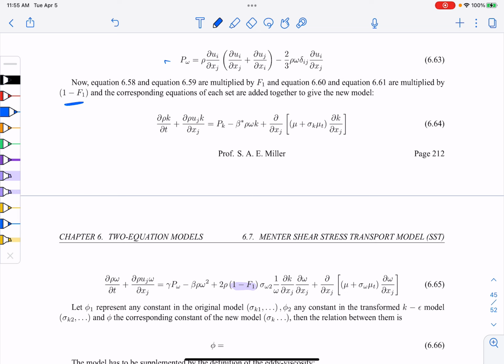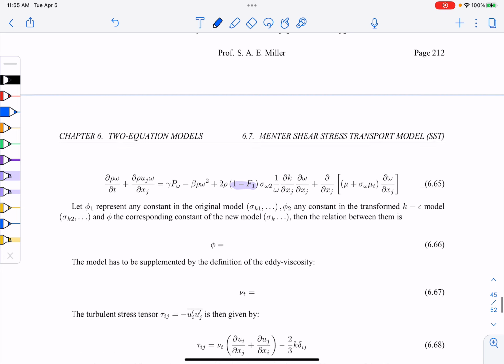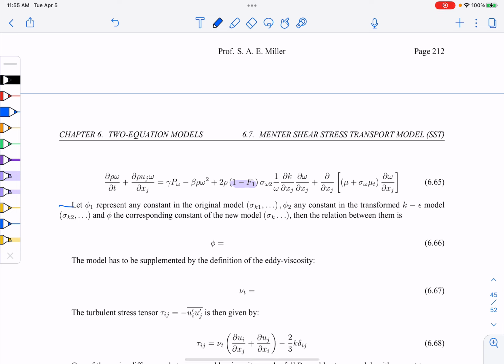So this is a way to blend the two models. And now you say, okay, I've already developed closure coefficients for both models independently, and I don't really want to recalibrate and find them again. So I would take the same blending function and multiply that against my closure coefficients and auxiliary relations. So that's what's noted here.